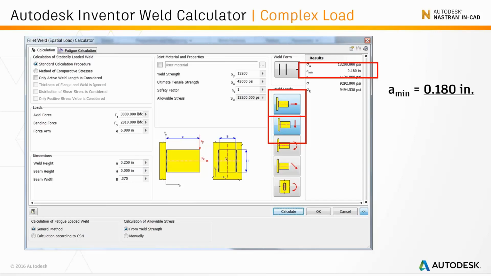If we take the same example into Inventor's fillet weld calculator, you can see here that we practically get identical results. Instead of 0.177, we get 0.180. Again, using this calculator takes seconds and potentially avoids issues with wrong equations, unit conversion, and all kinds of bits and pieces. So it really does simplify that process.